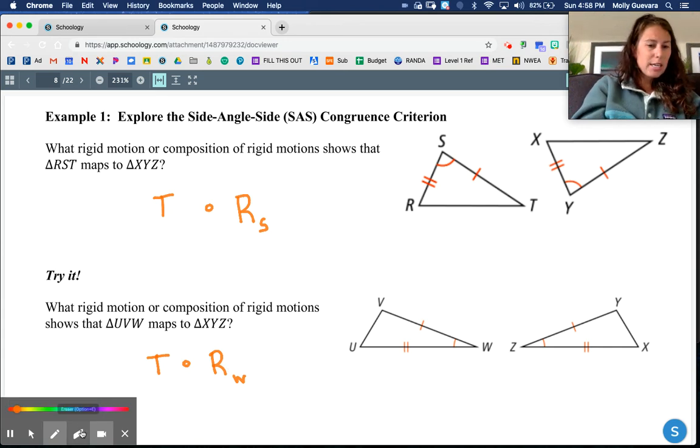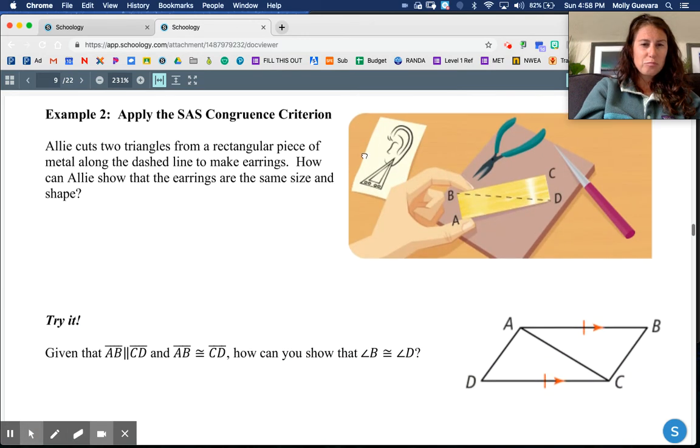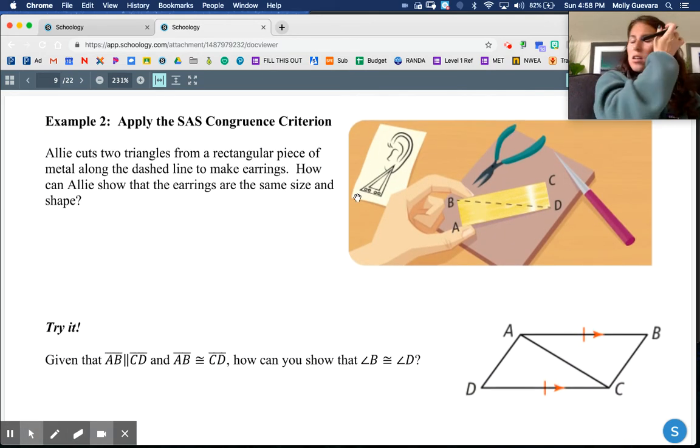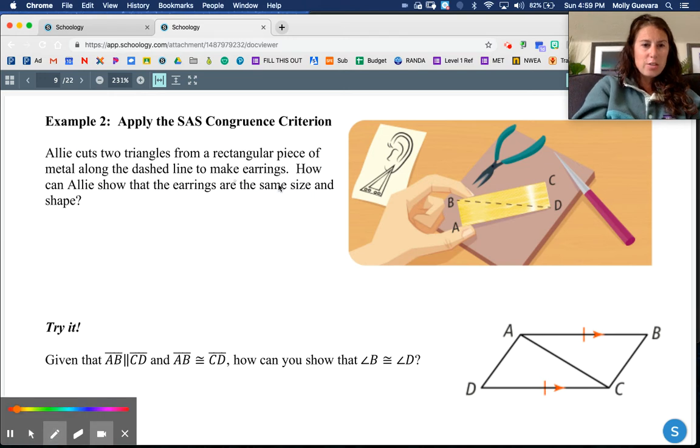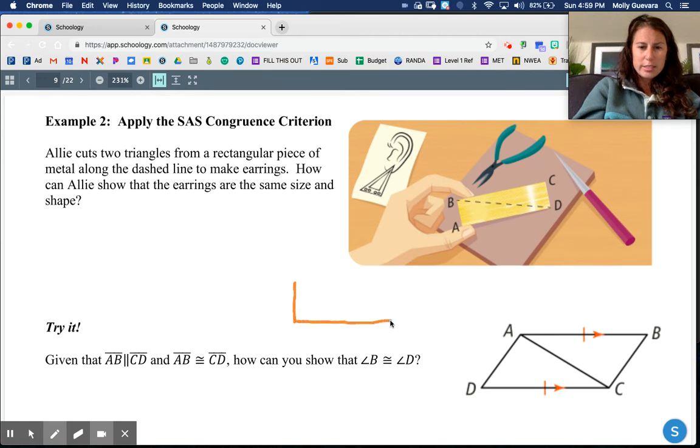All right, let's look at another example where we practice some of this mapping. Okay, so example 2 says, Allie cuts 2 triangles from a regular piece of metal along the dashed line to make earrings. How can Allie show that the earrings are the same size and shape? Okay, so see how she did cut this along the line BD? I'm going to go ahead and draw these two separately.